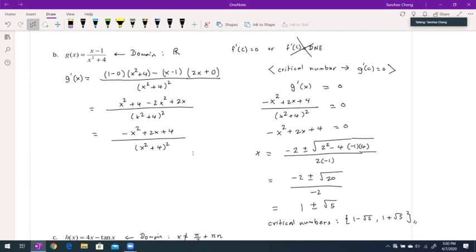g of x is equal to x minus 1 over x squared plus 4. So this time we are talking about a rational function. But looking at this function, since the denominator is x squared plus 4, any number squared is a non-negative number, plus 4 will never give you 0. So that basically means the function g is defined everywhere. So that's why I put down that our domain is all real numbers.